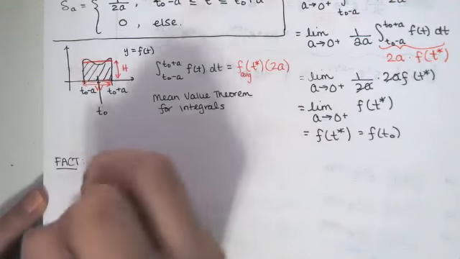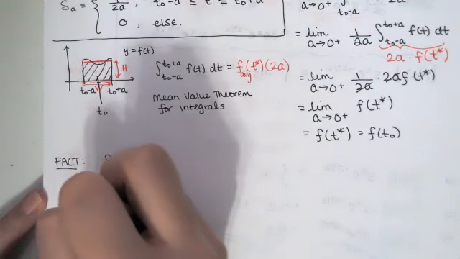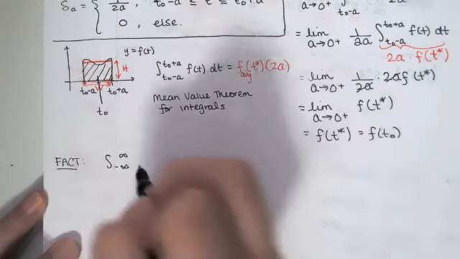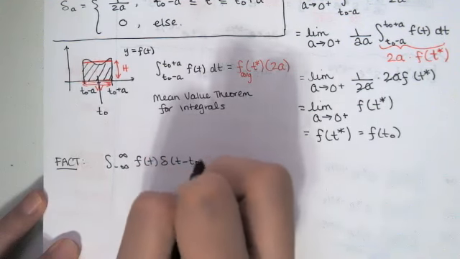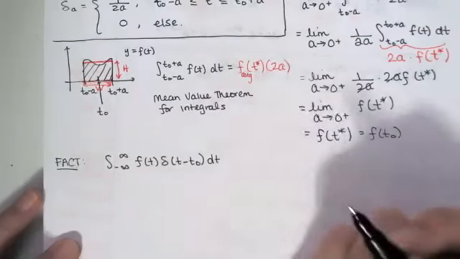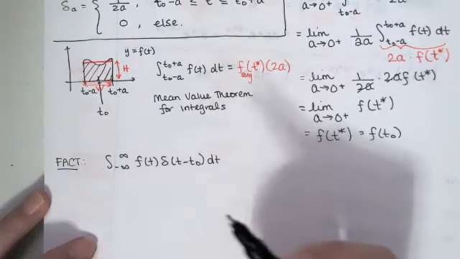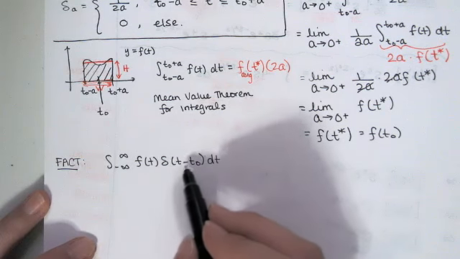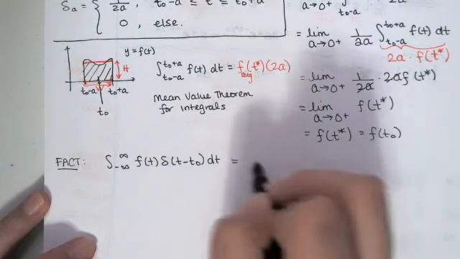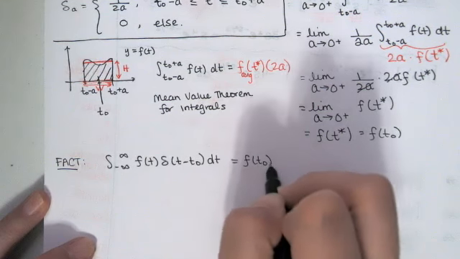It's sort of proofy again. There's some fine print missing. Hopefully that suggests that this is true. The integral from negative infinity to infinity of f of t times Dirac delta at t minus t naught is equal to f of t naught.